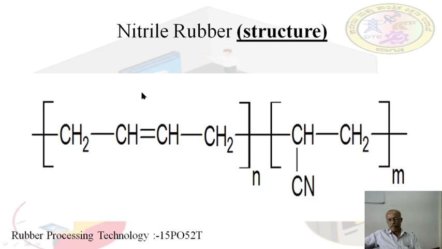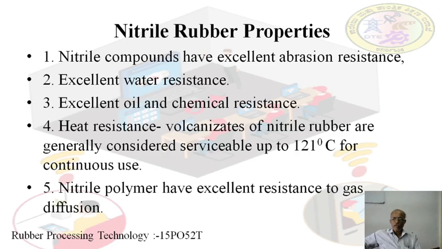Now structure. See, this is the structure of nitrile rubber. Next we will go for nitrile rubber properties. 1. Nitrile compounds have excellent abrasion resistance. Second point, excellent water resistance. Third point is excellent oil and chemical resistance.